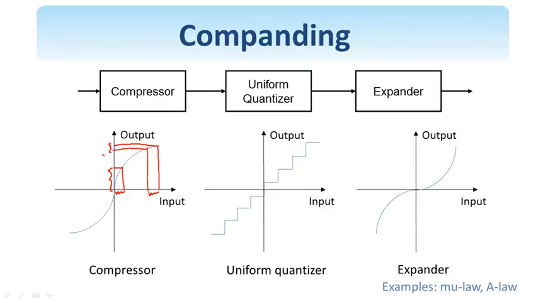Two compounding characteristics that are widely used today are the so-called mu-law compounding and A-law compounding. The compressor and expander functions have specific forms in these cases. The mu-law is used in North America and Japan, and the rest of the world is using the A-law characteristics.